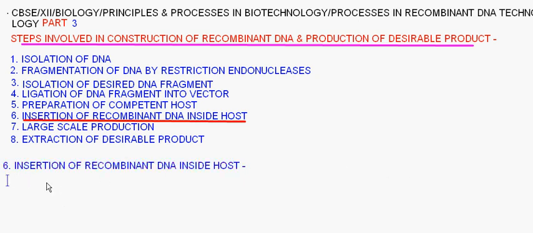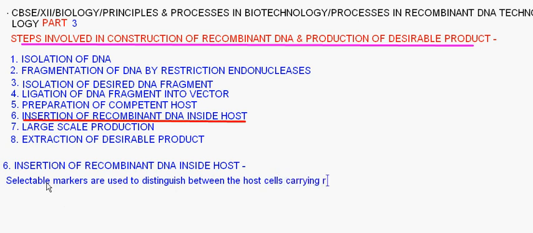Selectable markers are used to distinguish between the host cells carrying rDNA, that is recombinant DNA, and cells which don't carry rDNA. Now, how is it done? What is a selectable marker? A selectable marker is a specific property, and the separation or distinguishment is done by either the presence or absence of the selectable marker.